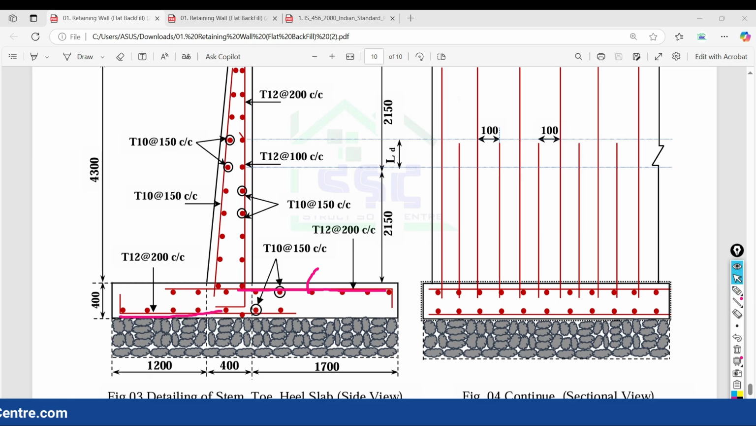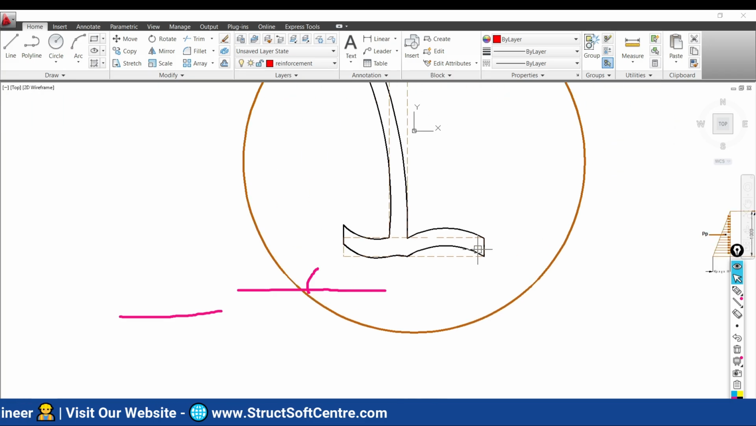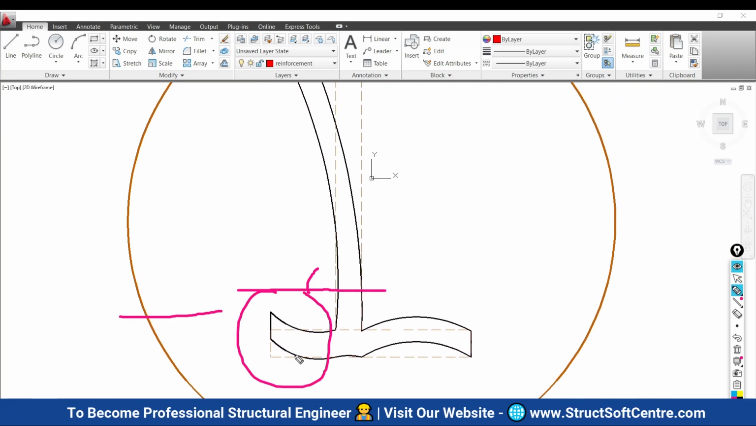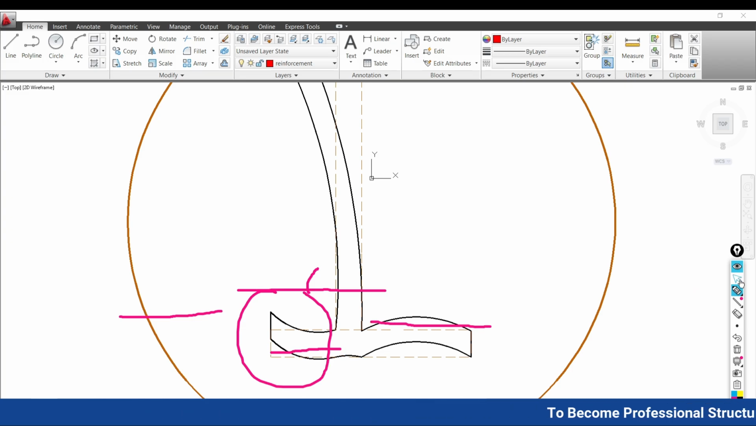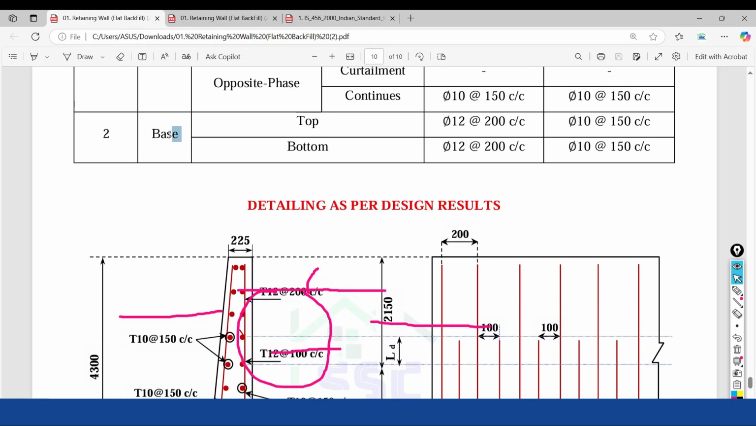You have to understand the flexural response of your cantilever retaining wall. As you can see, for the flexural response for the toe portion, main reinforcement is required at the bottom, and for the heel portion, main reinforcement is required at the top. The same thing is present here in your schedule. For the base slab, top reinforcement and bottom reinforcement: for the top portion, we have to follow the heel slab, and for the bottom reinforcement, we have to follow the toe slab. Right?